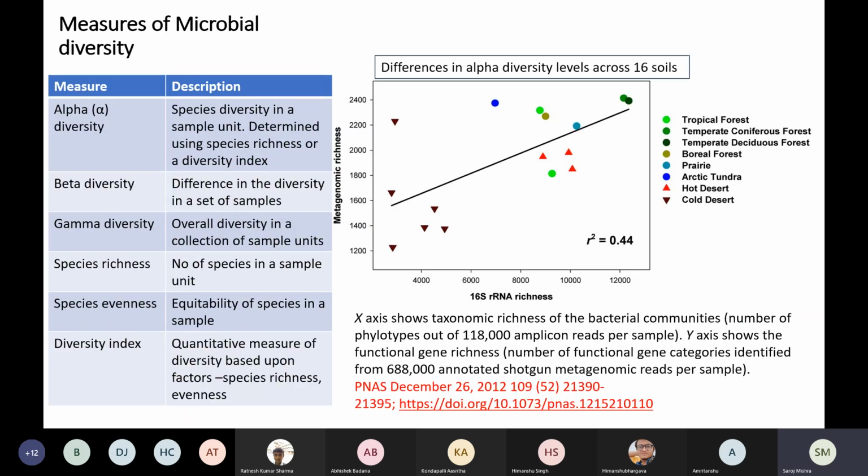So when you say alpha diversity, it means the species diversity in a sample unit, and it can be determined using species richness or a diversity index such as alpha. Now the beta diversity is the difference in the diversity. So if the diversity in sample 1 is 3 and the diversity in the other sample is 2, then what is the difference in the diversity between the two?